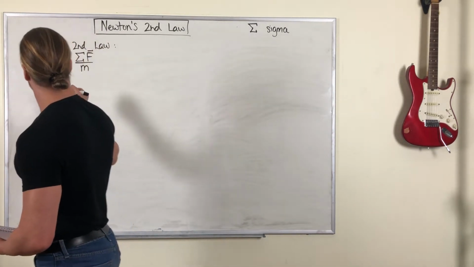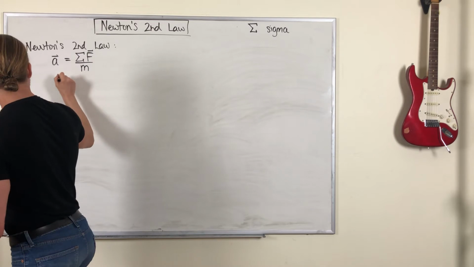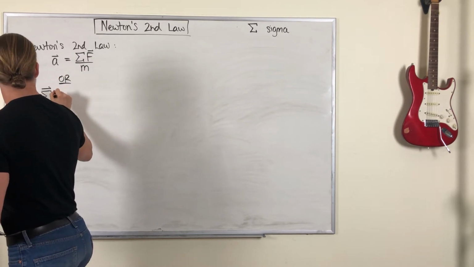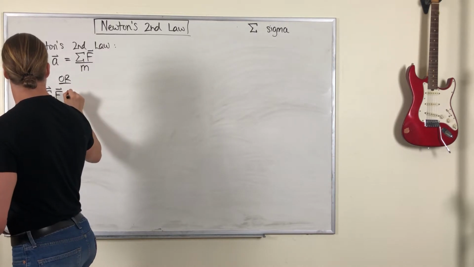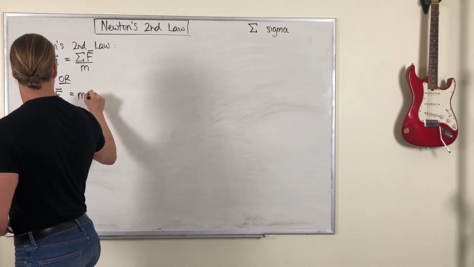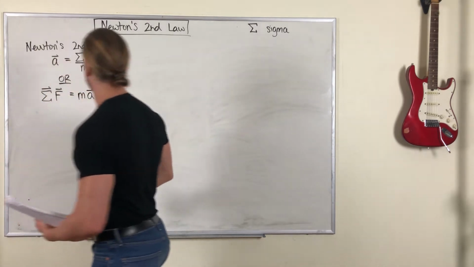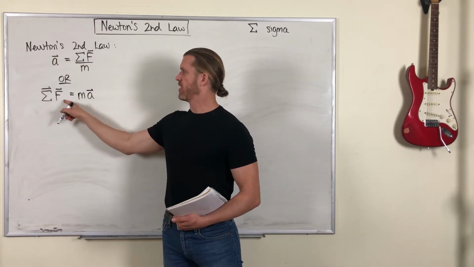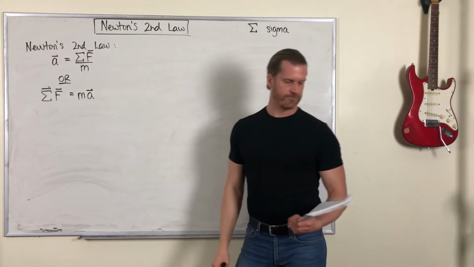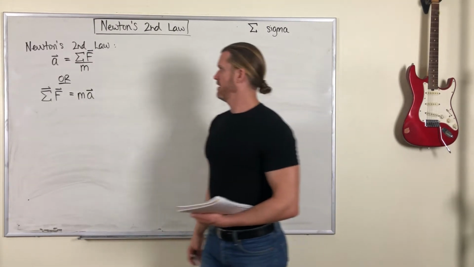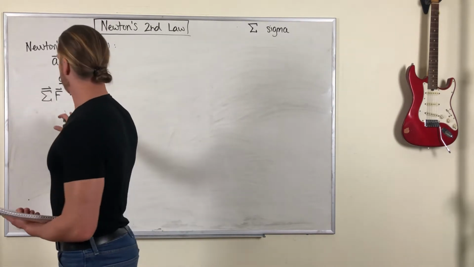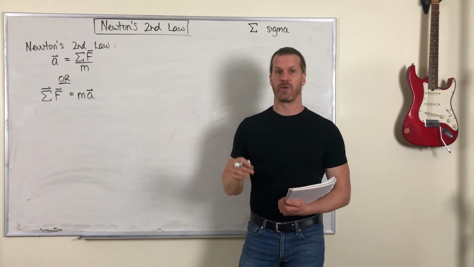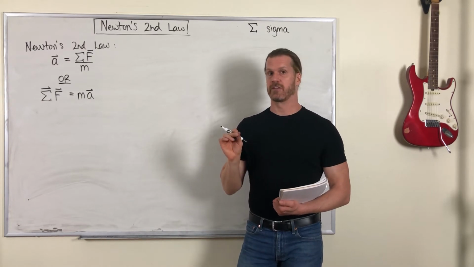Sometimes Newton's second law is written like this. Sum of the forces on an object equals object's mass times its acceleration. You probably see it this way more frequently. Because this is a vector equation, you tend to solve these problems by writing everything in component form.